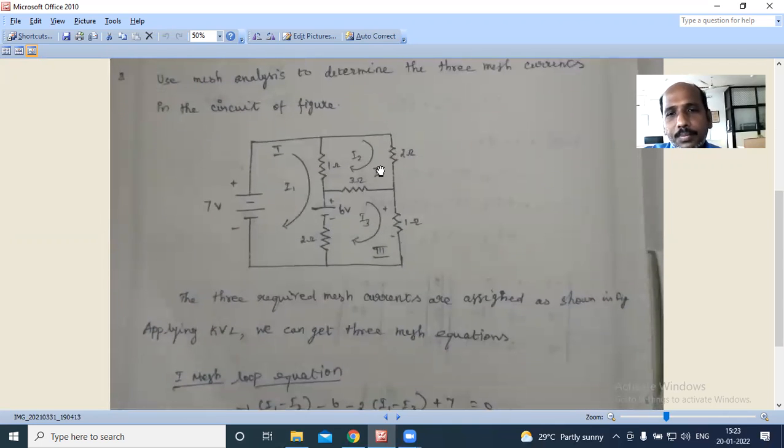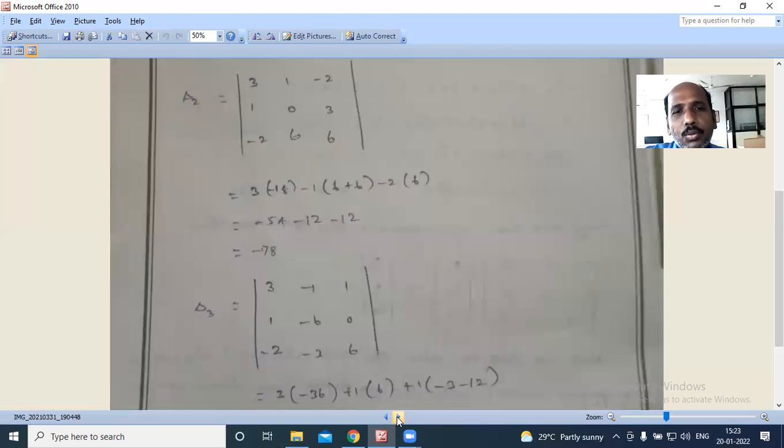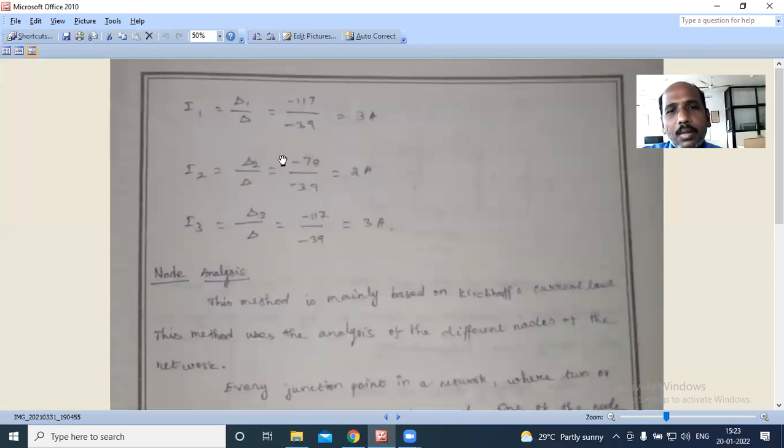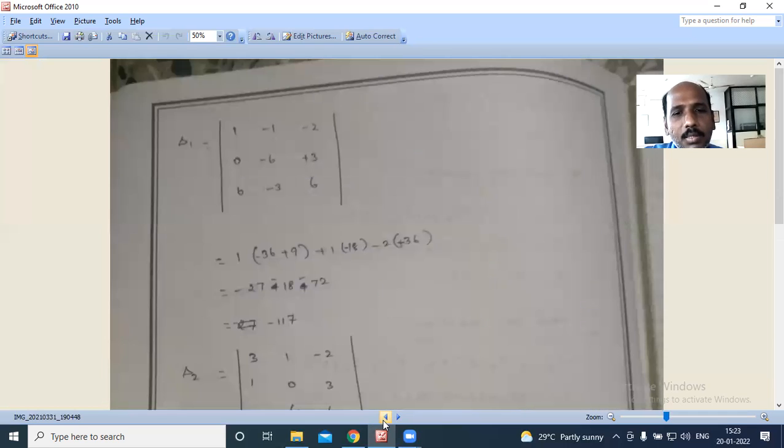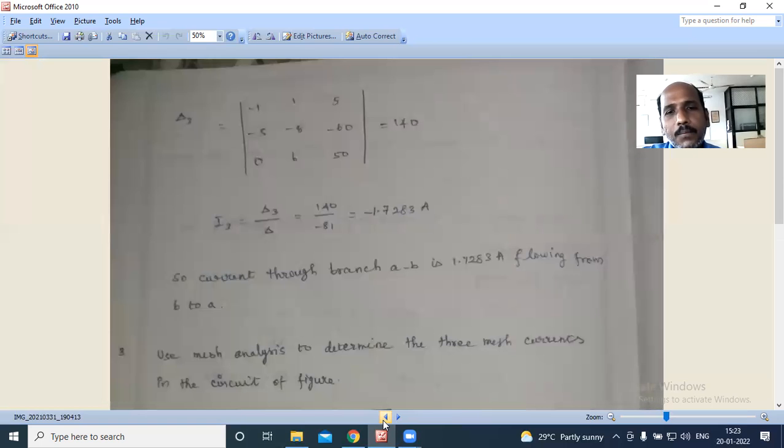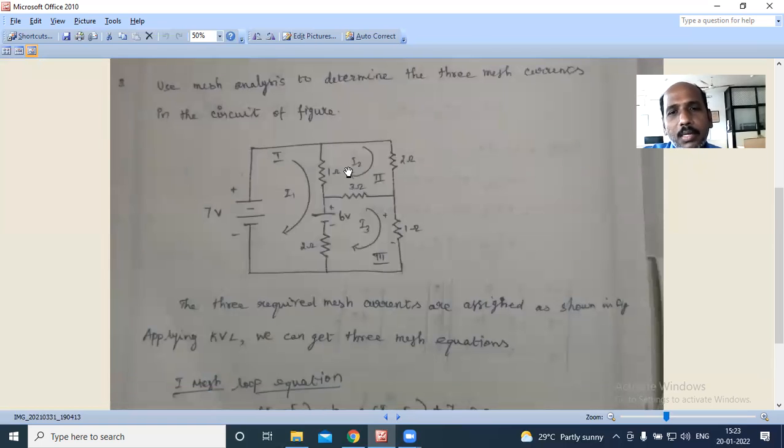In some other problem, if they ask, for example, what is the current flowing through the 1 ohm resistor, that means here I1 minus I2. What are I1 and I2? Let us find I1 minus I2: 3 ampere minus 2 ampere, 1 ampere flows in the direction of current I1. What is the direction of current? I1 is 3 and I2 is 2 ampere. So through the 1 ohm resistor, 3 minus 2, 1 ampere flows in the downward direction. So our assumed direction is correct here.